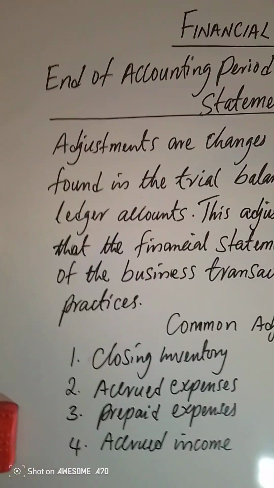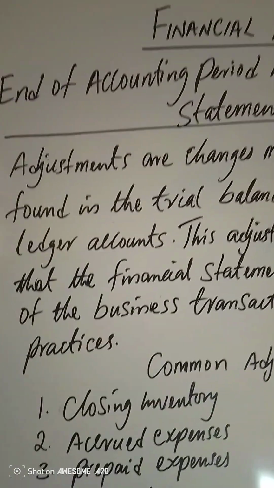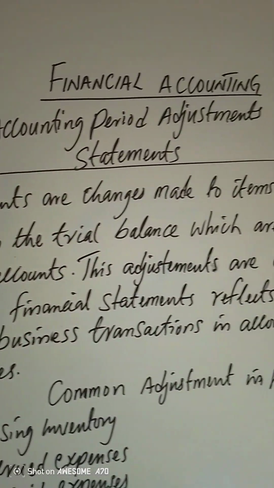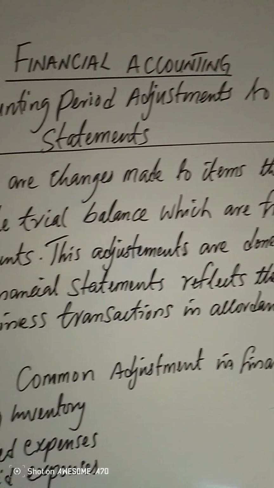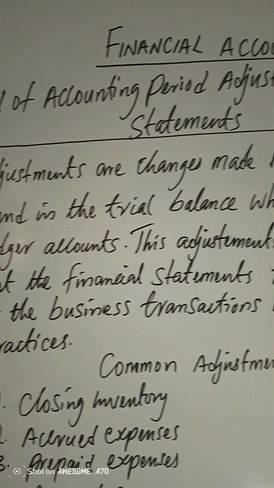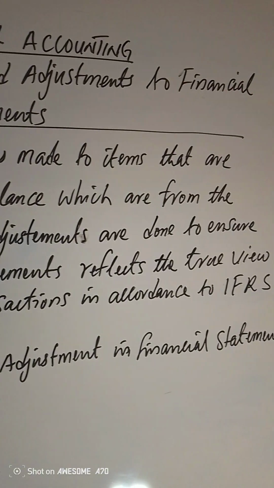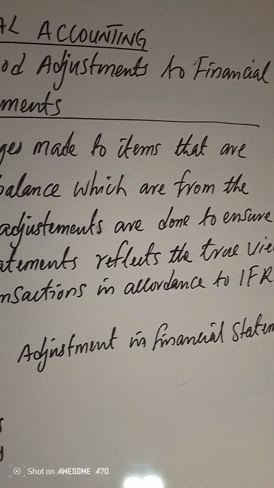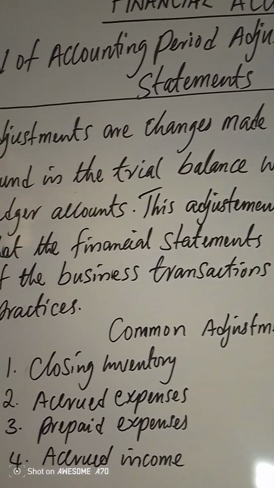So first, let's understand what is adjustment in accounting. Adjustments are changes made to items that are found in the trial balance, which are from the ledger accounts. These adjustments are done to ensure that the financial statement reflects the true view of the business transaction in accordance with international financial reporting standard practices.